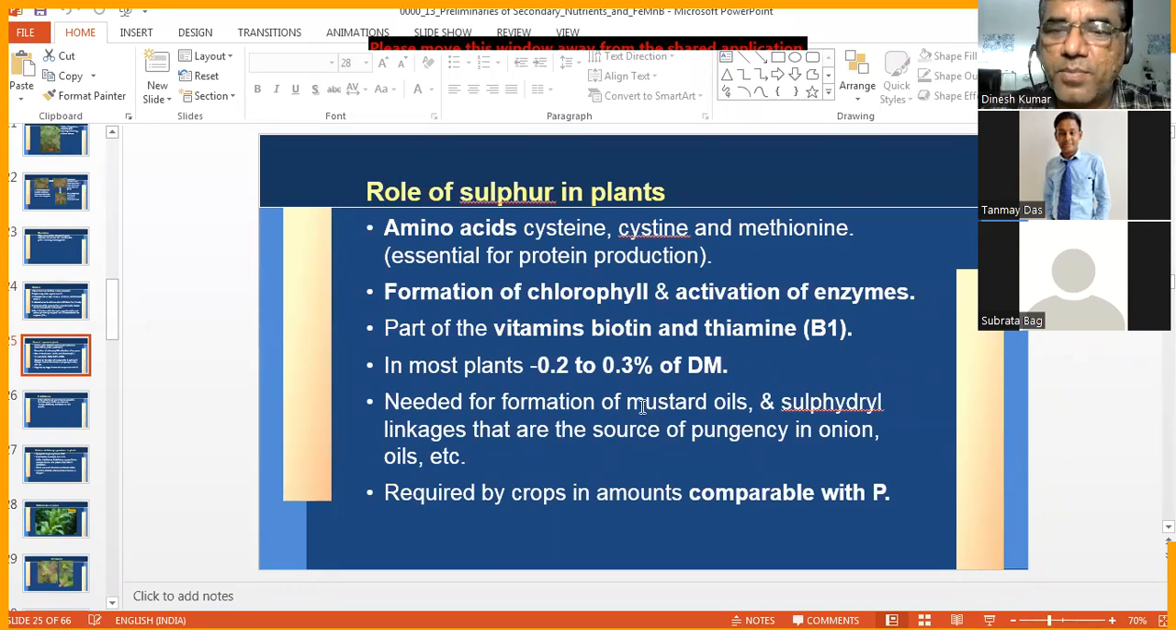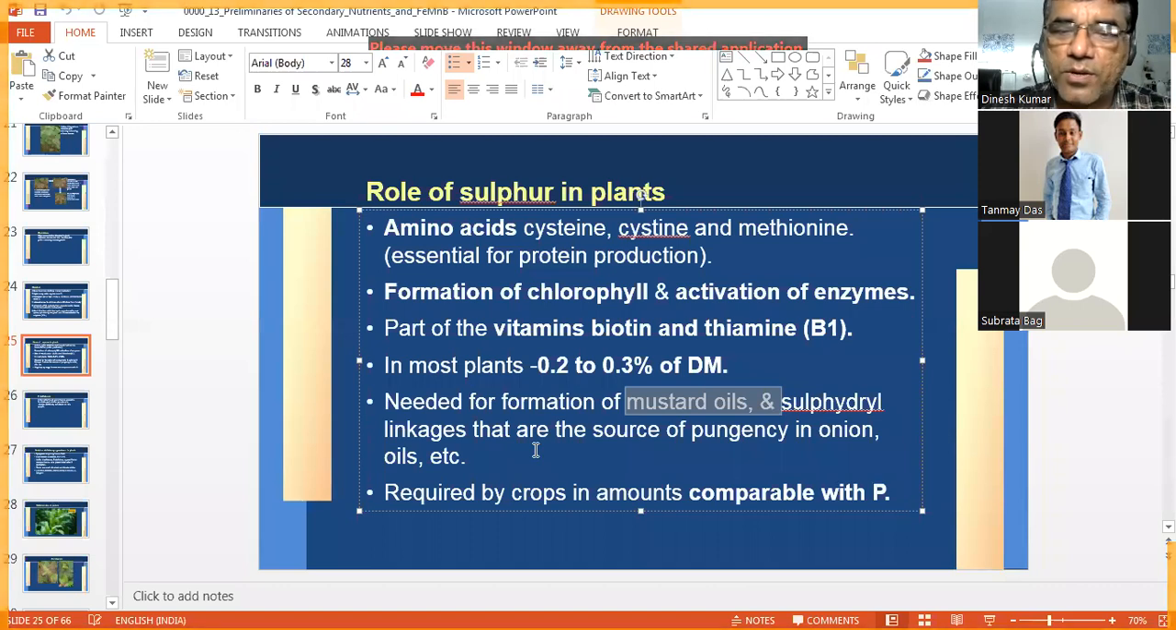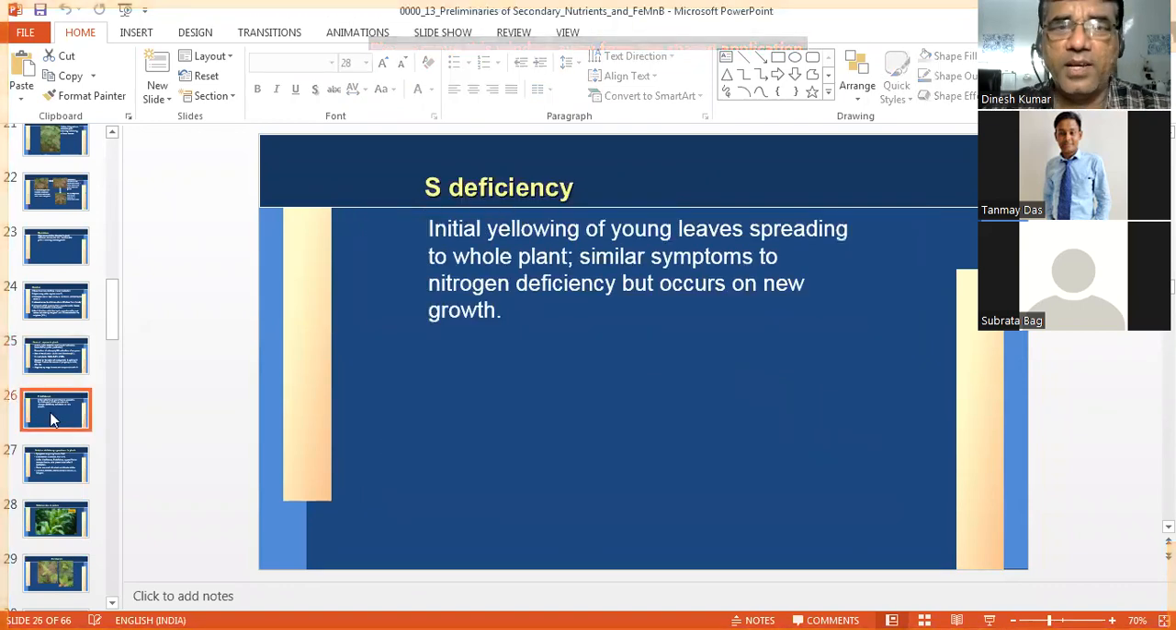Needed for formation of mustard oil, and sulfhydryl linkages are the source of pungency in onion also. Required by crops in amounts comparable to phosphorus. Initial yellowing of young leaves spreads to the whole plant. Similar symptom to N deficiency but occurs on younger leaves.